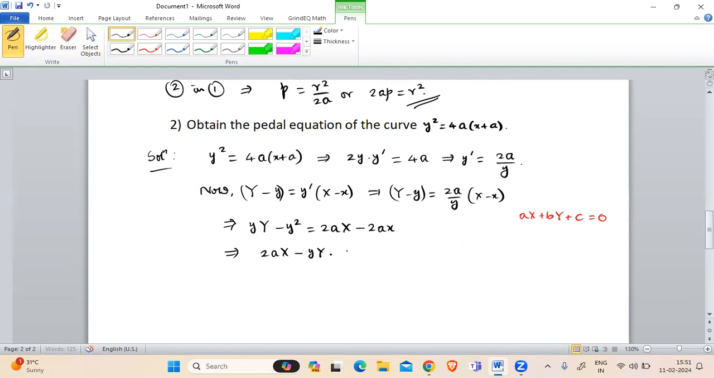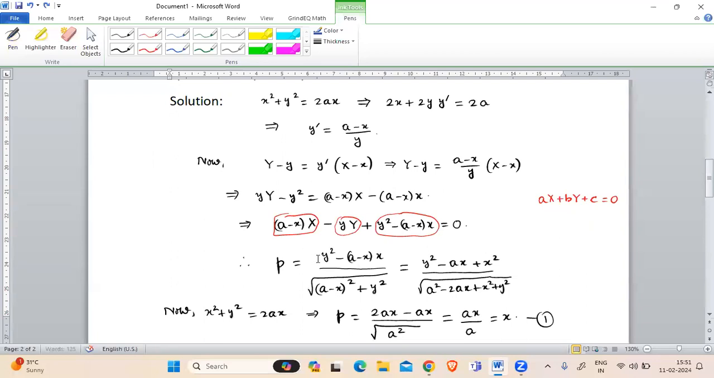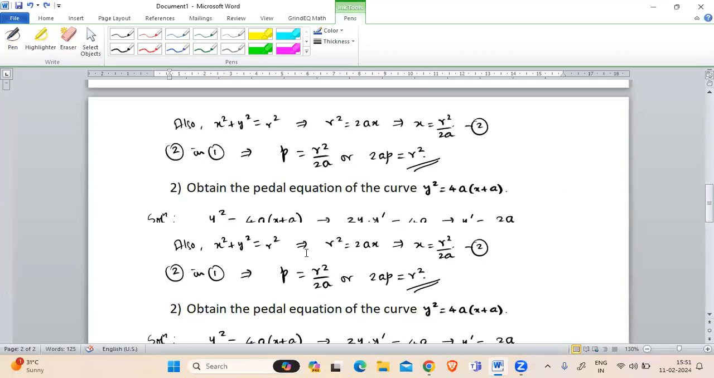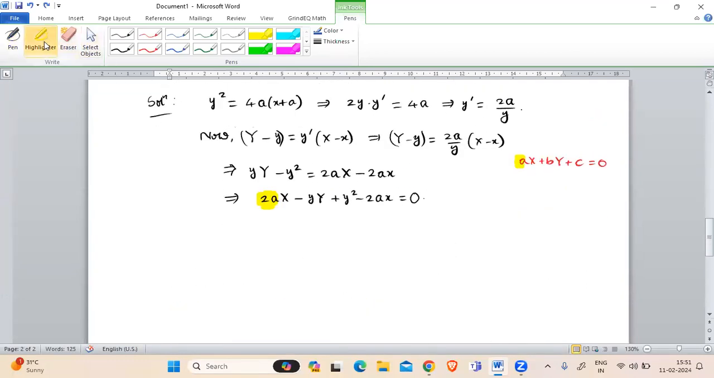plus y square minus 2ax equal to 0. As I mentioned earlier, this term will become small a, this term will become b, and this whole term will become c.